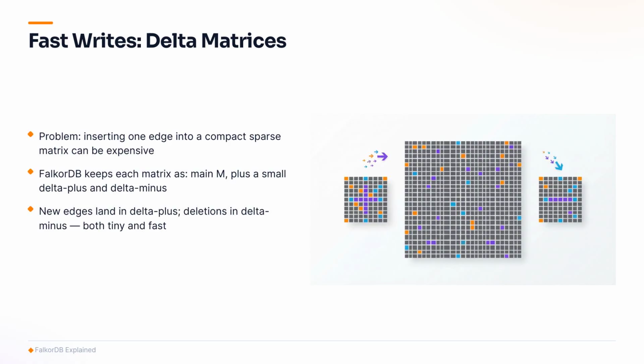Writes only touch the tiny deltas, so they're fast. Readers see the combination of all three. And a background process folds the deltas into the main matrix when it pays off. You get matrix speed without write stalls.